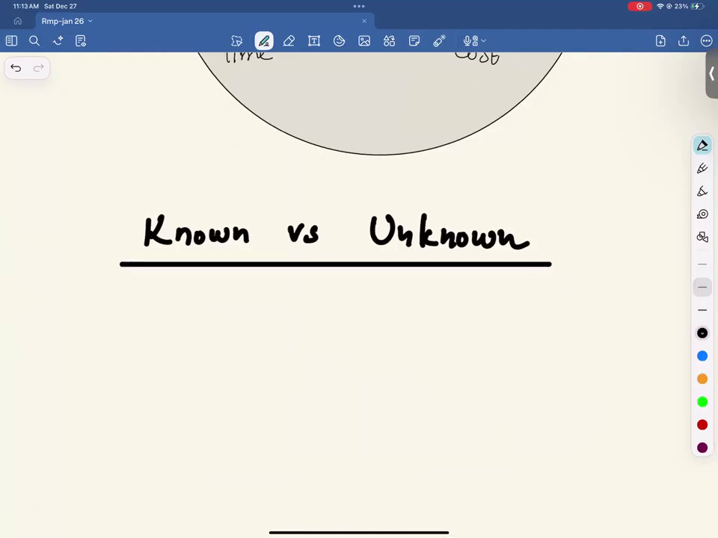Anyone, please? What is the difference between known and unknown risks? Known risk is one which we already identified and which may occur in the future. But unknown risk is one we are not able to identify, and it may happen in the future, and we have not identified it.